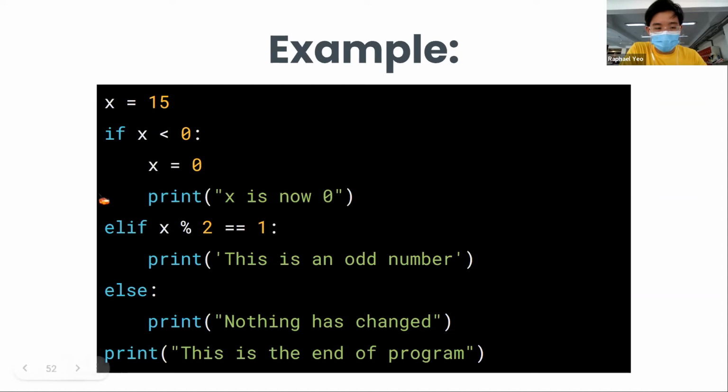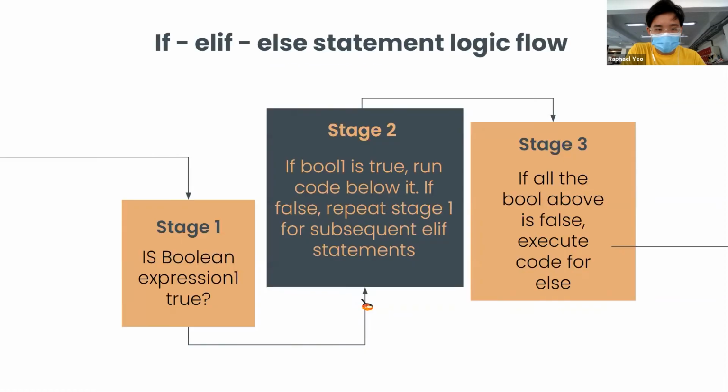And because the Elif statement is true, the else statement will not print because the Elif has already run. Okay, so this is an odd number will print, and finally at the end, this is the end of the program will also print because it's outside of the if statement. Okay, now, so this is a summary of what happens.